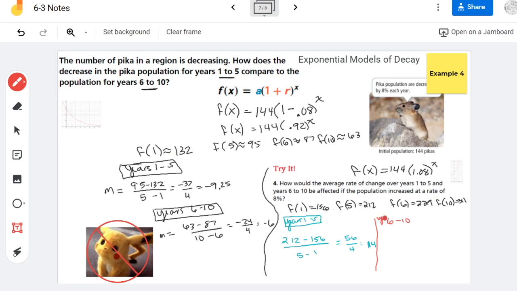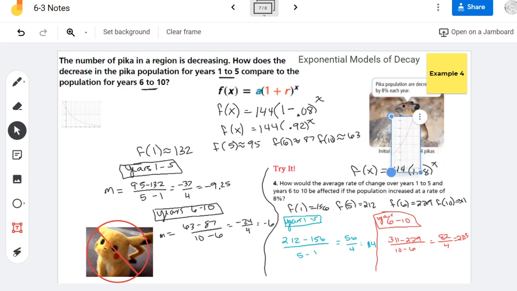So now let's check out years 6 through 10, using that same process. My change in y is 311 minus 229, and my change in x is 10 minus 6. The bottom there, I know that's 4, but I'm using my calculator to get the last part, which is 82. If I take that 82 and divide it by 4, I get 20.5. So from years 6 through 10, on average, that Pika population is growing by an additional 20 animals per year.